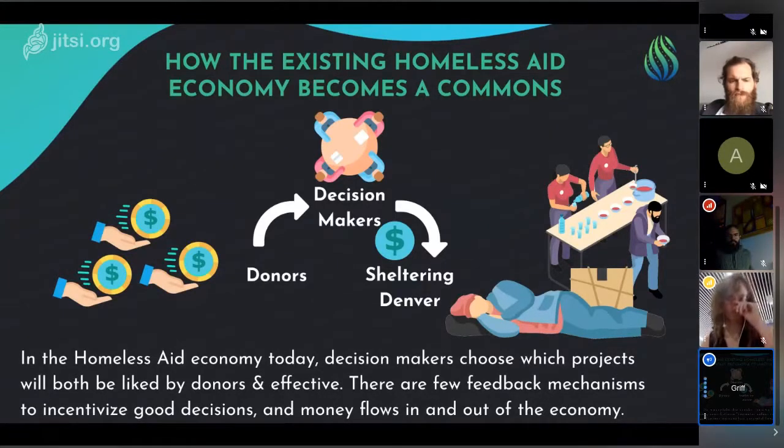Now, money just flows in and it flows out, and the decision makers have to make their best guess on satisfying the donors, because of course they're the income stream that they need to keep happy, and of course actually being effective at producing value for the homeless community of Denver.